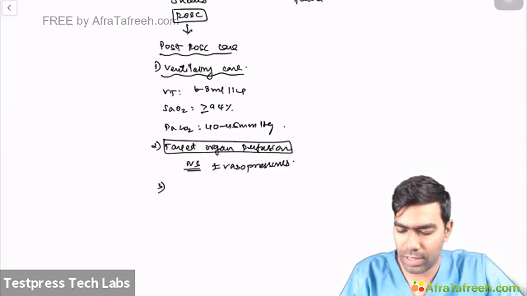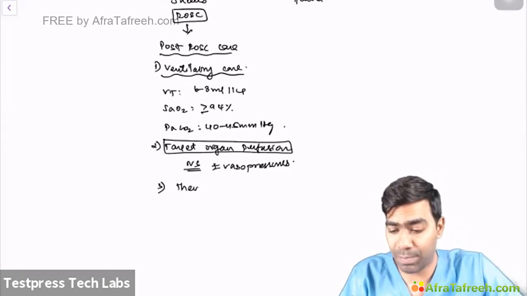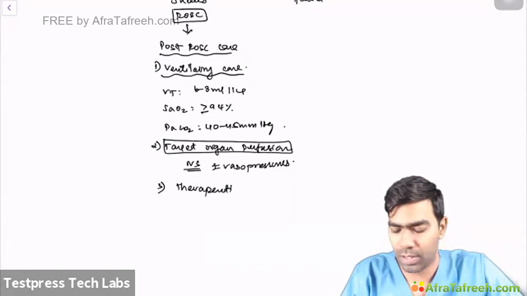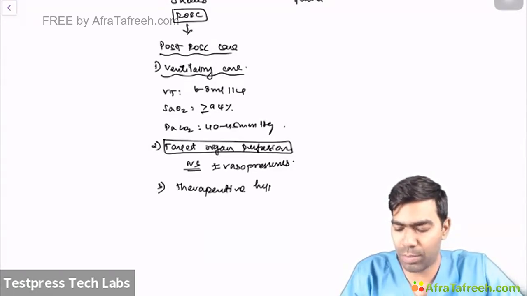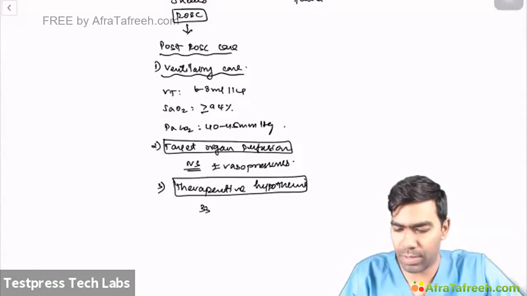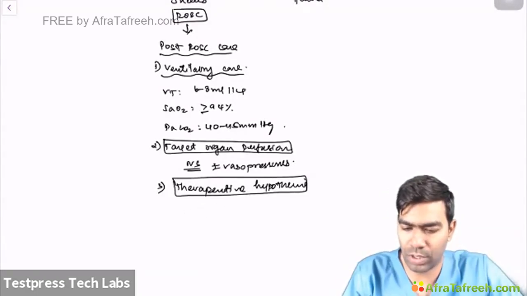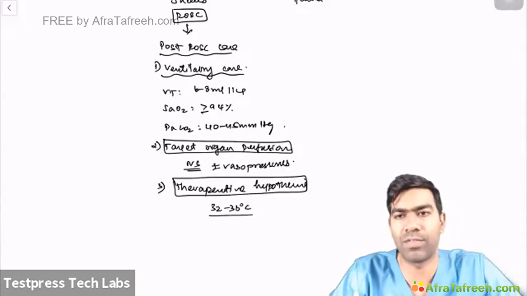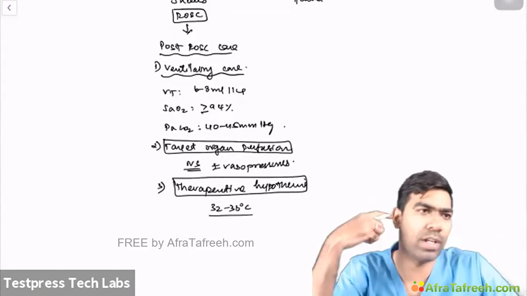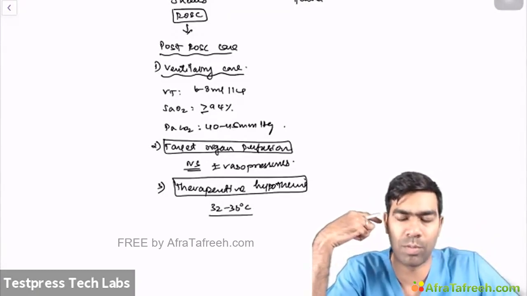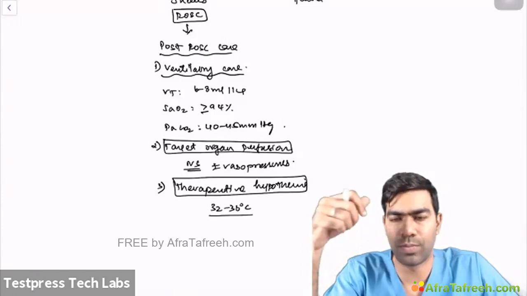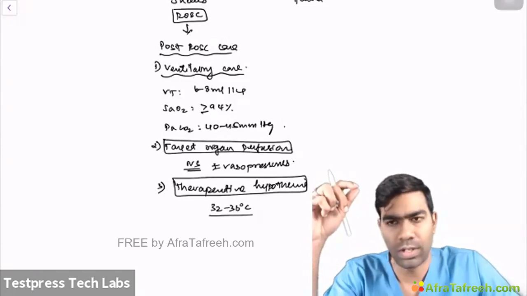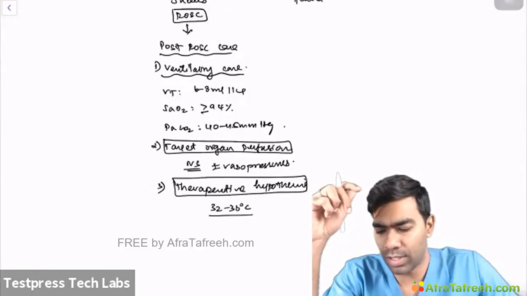Then third is a very important one, called therapeutic hypothermia. You should have an idea about what you mean by therapeutic hypothermia. Here I'm going to keep the body temperature in a range of around 32 to 36 degrees Celsius. This is not very difficult. You can achieve it very easily by infusing cold saline. All you need is a tympanic membrane thermometer probe and cold saline. By giving a controlled cold saline infusion, you can easily achieve 32 to 36 degrees Celsius.